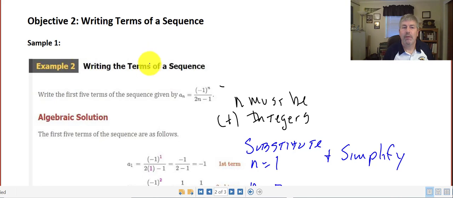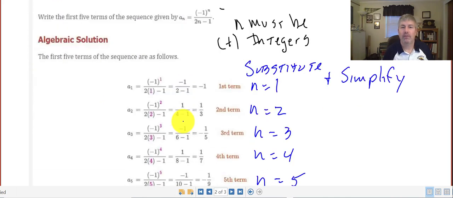Objective 2 is to write the terms of a sequence. We're asked here to write the first 5 terms of a sequence given by this particular function. Our n must be a positive integer, and we'll substitute values in for n and see what our outputs are. The first 5 terms of this sequence are as follows. Substituting 1 in for n and simplifying, we get -1. Then we substitute 2 in for n for a sub 2. Looks like we get 1/3. Substitute 3 in, simplify, we get -1/5, and so forth.